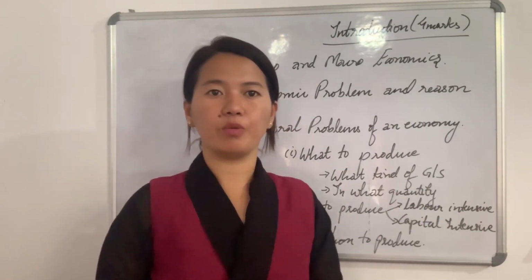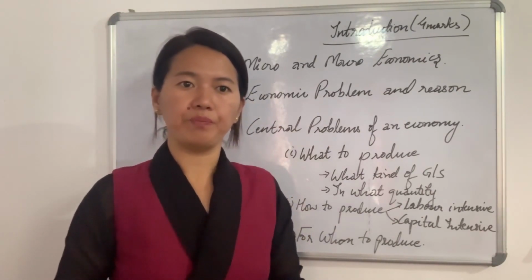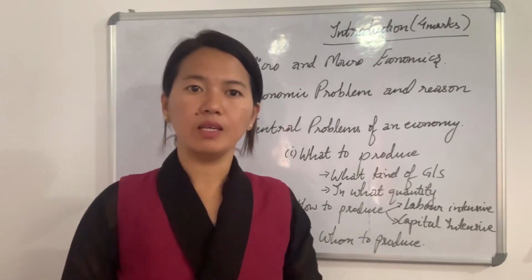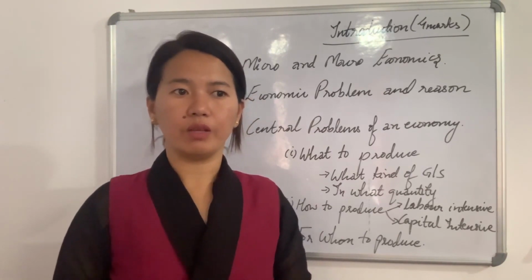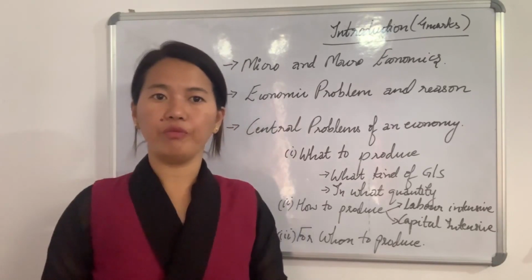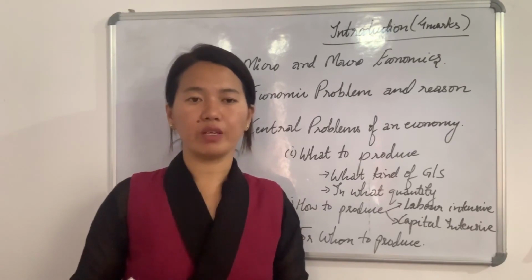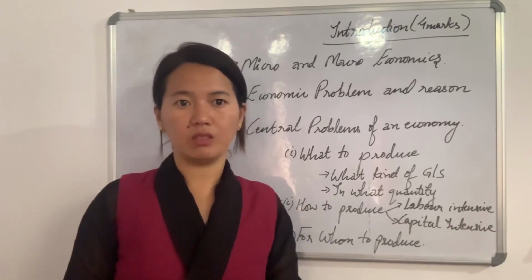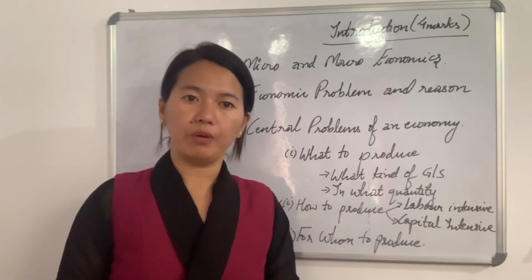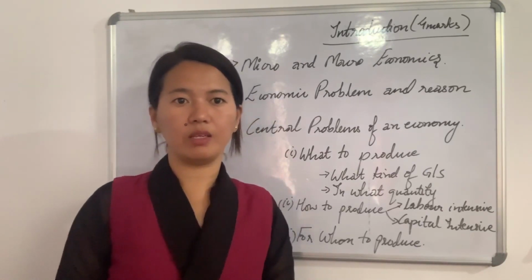Third central problem is the problem for whom to produce. It relates to the distribution of output or income. In the distribution of income, we have two: factorial distribution of income and interpersonal distribution of income. Factorial distribution of income means that whenever we produce goods and services, we need four factors, that is land, labor, capital, and entrepreneur. And these four factors get factor incomes in return. For example, for land they get rent, for labor they get wages, for capital they get interest, and for entrepreneur they get profit.